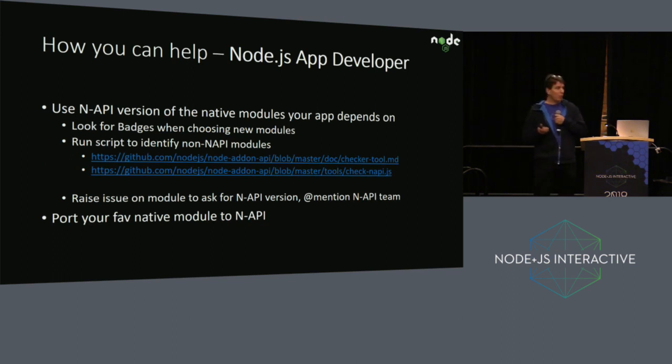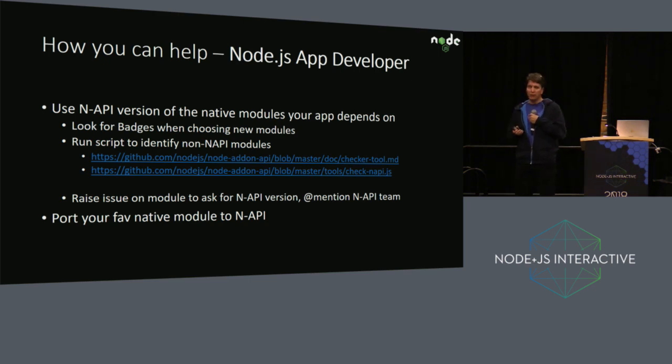So to end up with, hopefully you're really excited, understand the problem, and want to get involved. So how can you help? If you're an application developer, the first thing you can do to move your life closer to that experience where we just saw it work when we upgraded from 8 to 10 is to look at the modules that you're using. If you're selecting a new module, look for ones which have an API.